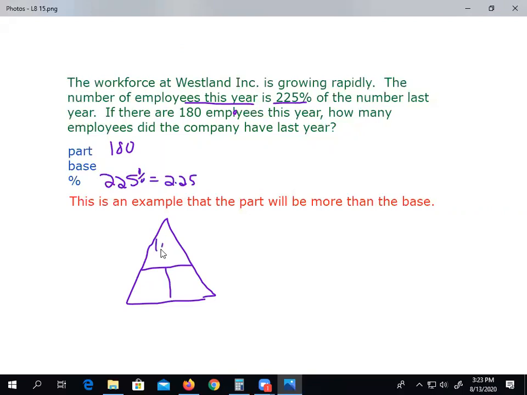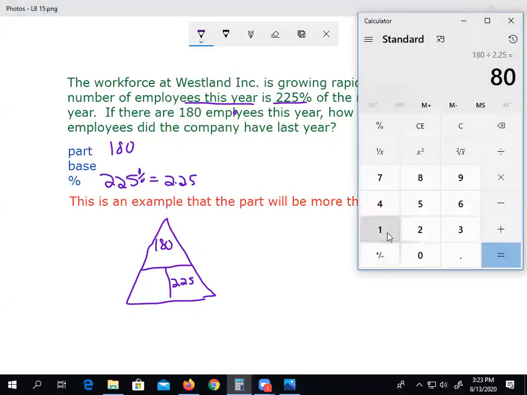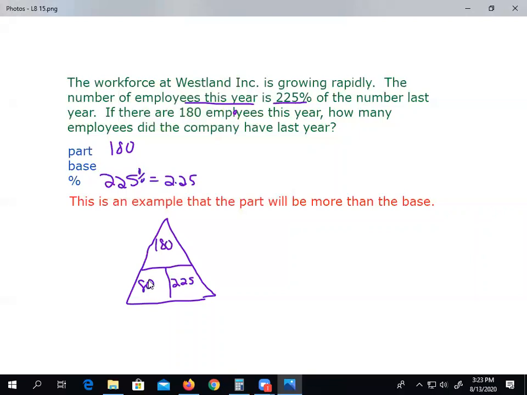So the 180 goes here, that's this year. The base is usually the last year, so that makes sense. The original amount, we don't know it. So using a calculator, I can put in the part, which is the 180, and divide it by the percent, the 2.25, and that should give me the base of 80. So that makes sense, 80 employees, because our employment went up. So it went from 80 employees up to 180 employees. So that's a nice increase. So there were 80 employees last year.